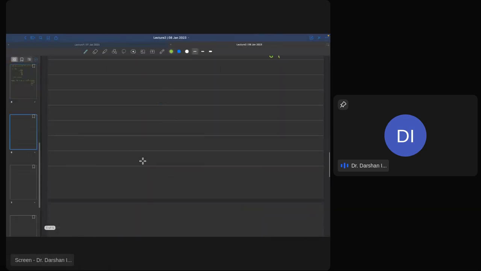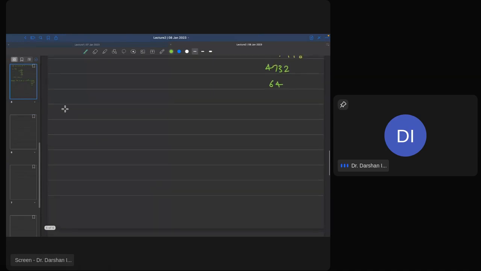Then that was the seventh one. Eighth one, talking of the number 9. 9 is very simple. 9 is like 3 only. I say if the sum of digits is divisible by 9.